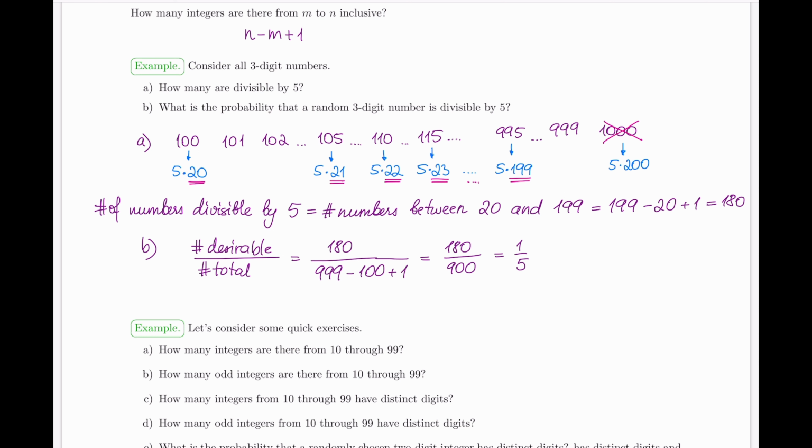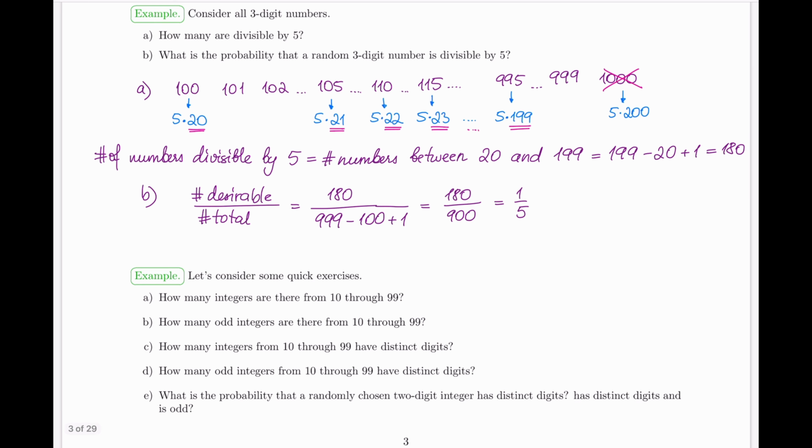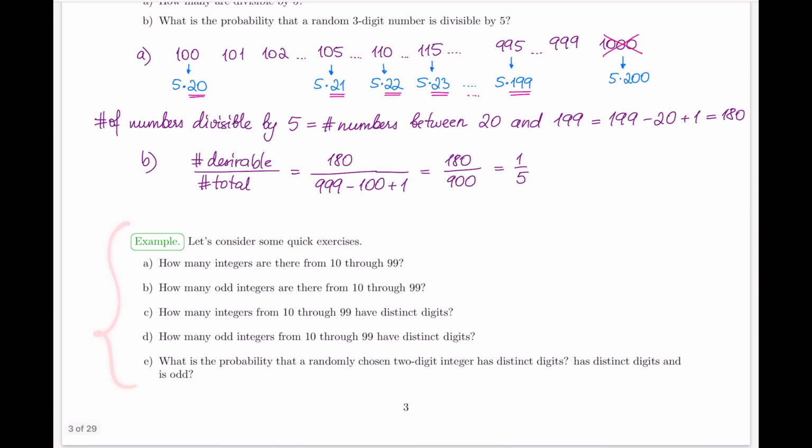It won't always agree with the intuition. We will see some examples of that later on. But in terms of just counting with the numbers, it often does. Let's take a look at this example with some quick exercises.